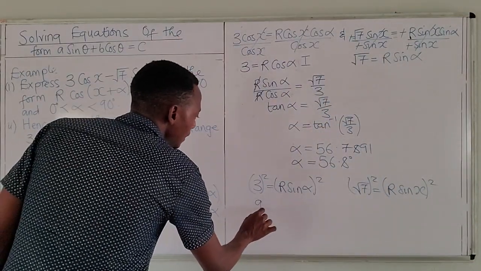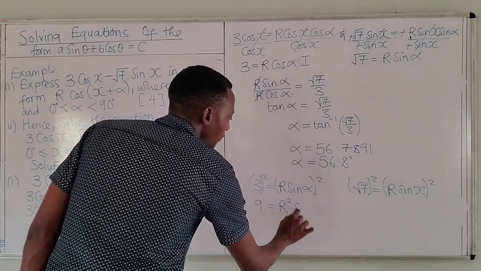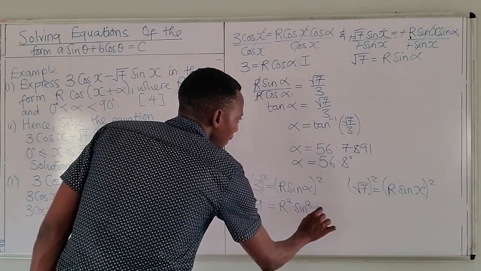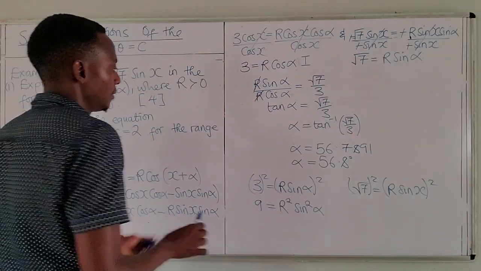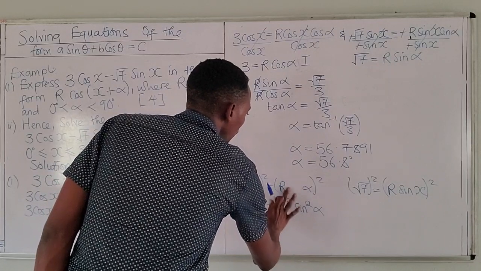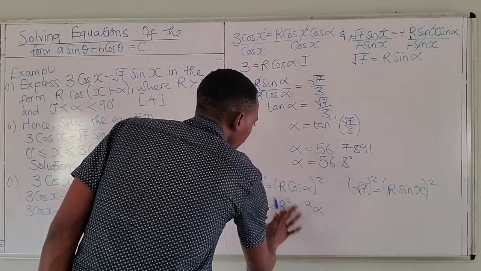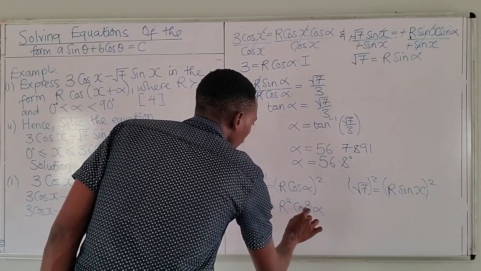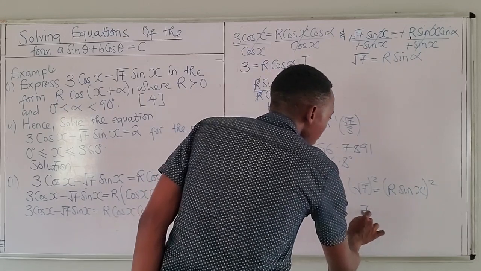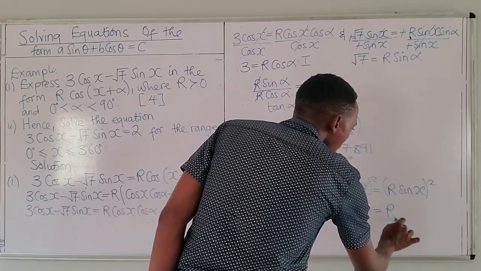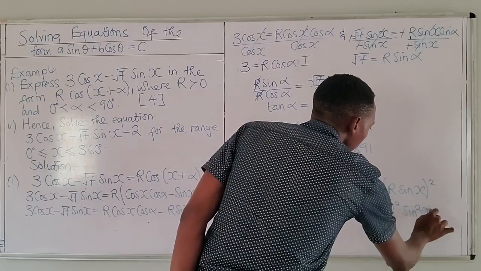So this gives us 9 is equal to r squared cos squared alpha. So you're supposed to have cos. Sorry for that error. Then when we square this, we are going to have 7 is equal to r squared sine squared alpha.